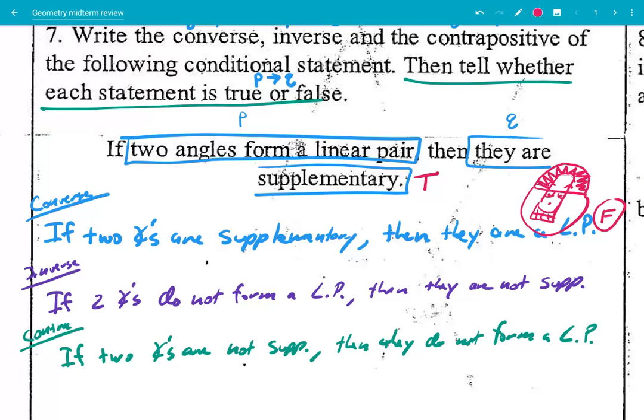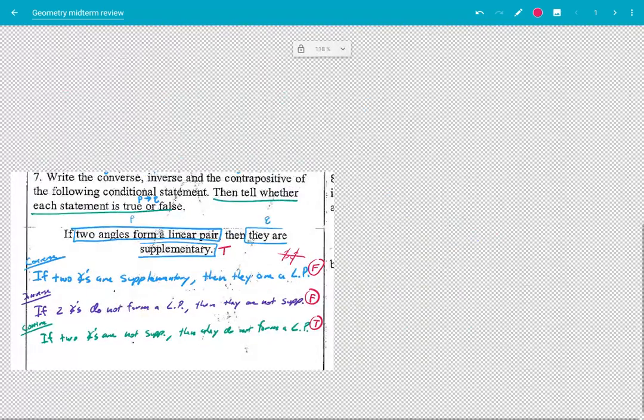If two angles do not form a linear pair, then they are not supplementary. Well, these two angles do not form a linear pair, but they are supplementary, so that's also false. Last one. If two angles are not supplementary, then they do not form a linear pair. Well, I think we're going to say that's true, because you have to be supplementary to form a linear pair anyway. So if they're not supplementary, then they can't be a linear pair. So yeah, I'll just leave it at that.